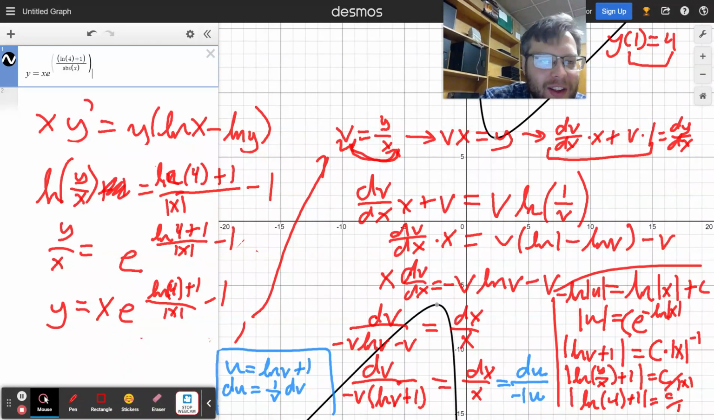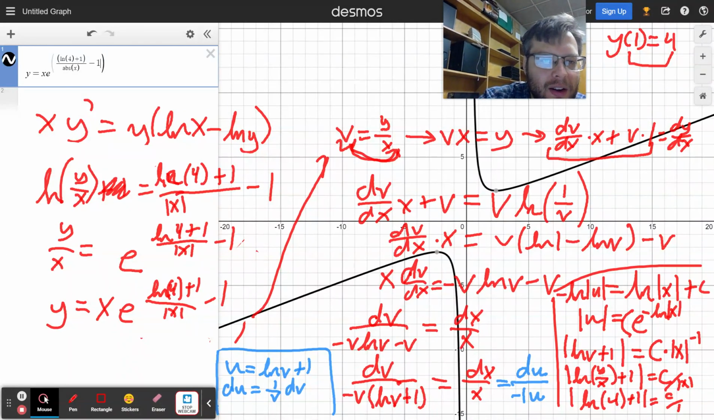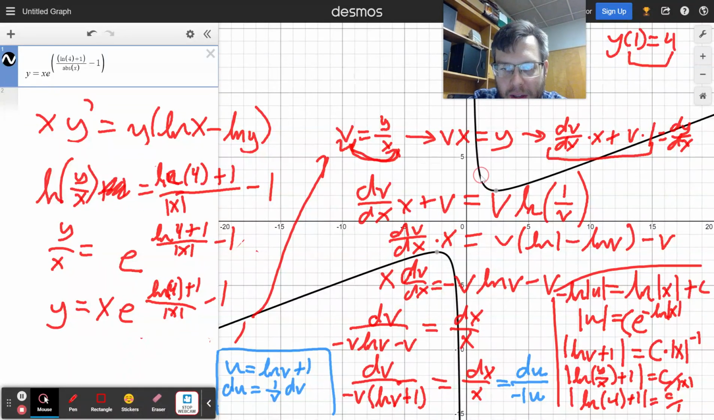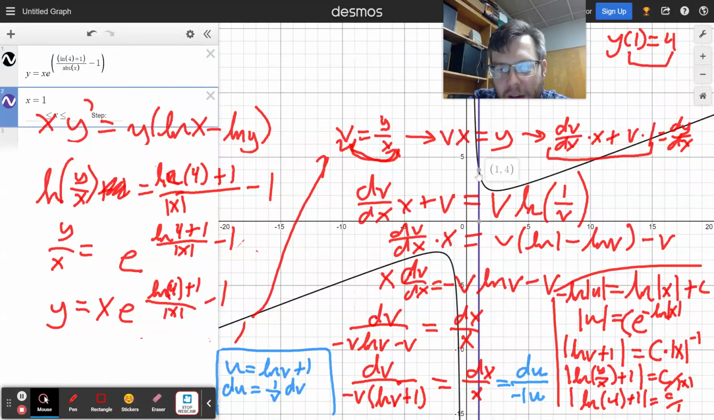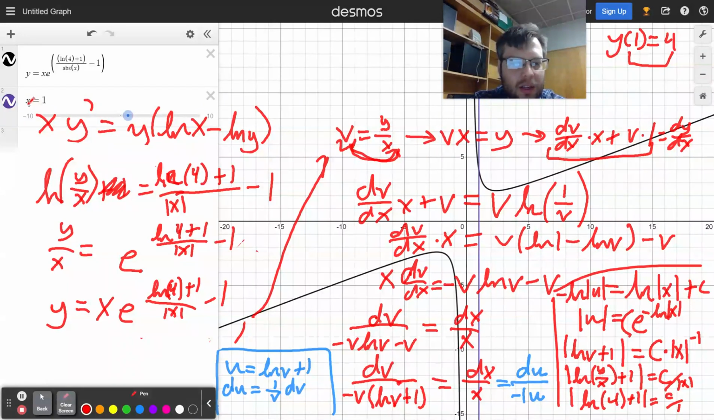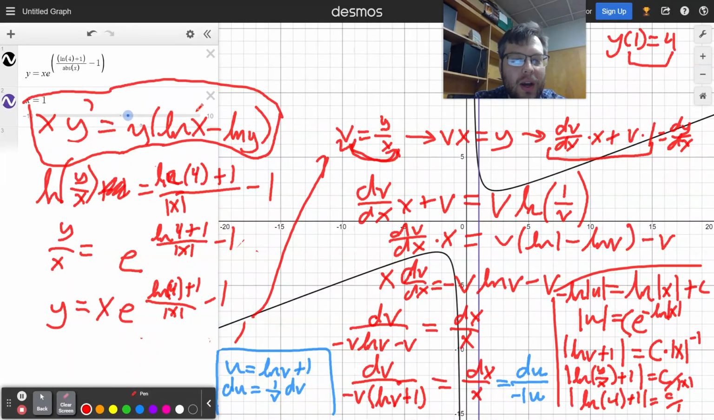Okay, not working. There we go. Okay, great. And does that go through y of 1 equals 4? When x equals 1, it intersects it at 4. And believe it or not, at any point along that curve, this equation here is true, that x times y prime is equal to y times natural log x minus natural log y.